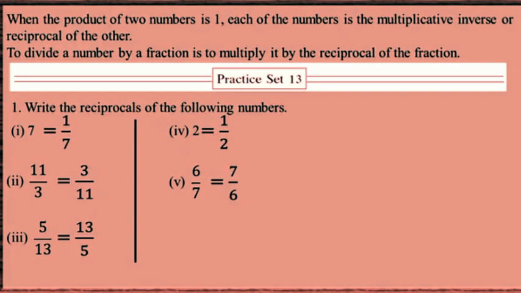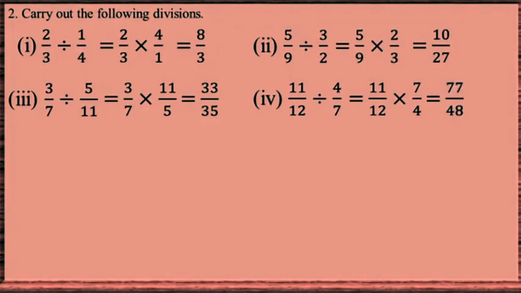Now let us understand why it is needed. When the product of two numbers is 1, each of the numbers is the multiplicative inverse or reciprocal of the other. To divide a number by a fraction is to multiply it by the reciprocal of the fraction. For the process of division, the method is: 2/3 divided by 1/4, we have to take the reciprocal of one of the fractions. So here 1/4 became 4/1.